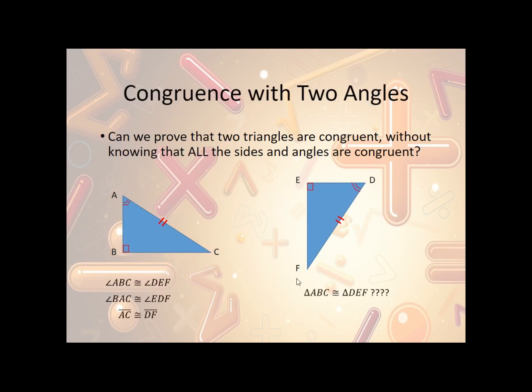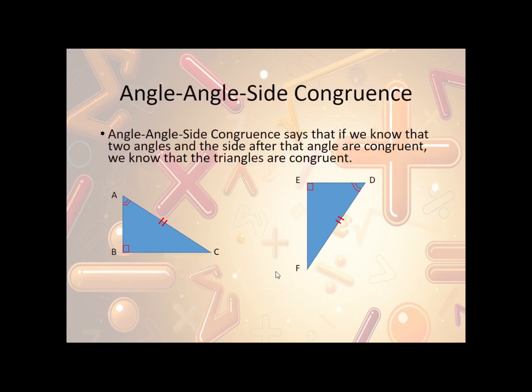So does that mean that the triangles are congruent? Well, once again, in fact, it does. And it's by using this idea of angle-angle-side congruence. So this says that if we know two angles and then the side after those two angles, then we know that the triangles are congruent.